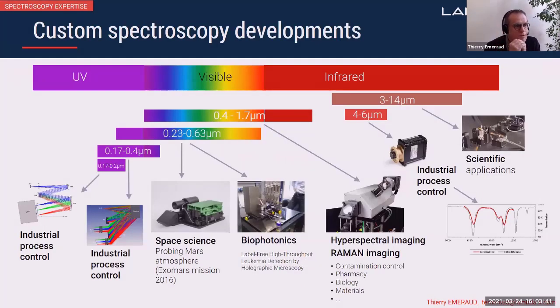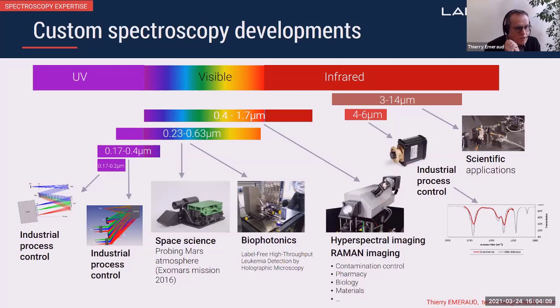Going towards spectroscopy or spectrometry, I'd like to illustrate in this slide shortly our expertise in spectrometry. It goes beyond hyperspectral imaging, but actually we do spectrometers from the deep UV down to 170 nanometer, up to the far infrared, up to 14 micrometer. And we have done that for a variety of applications.